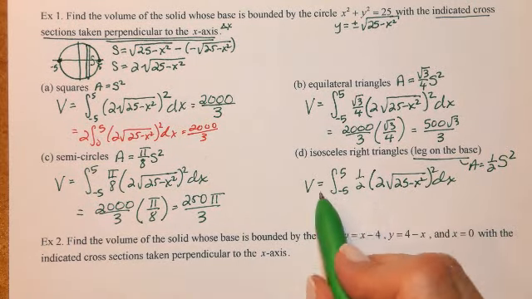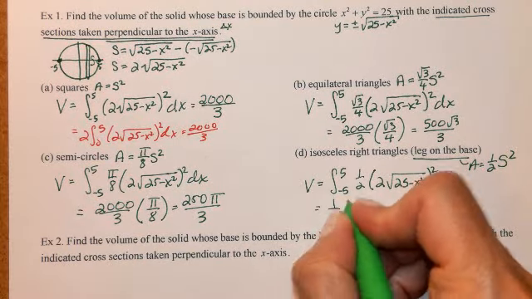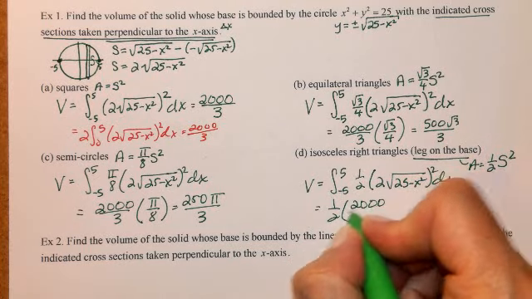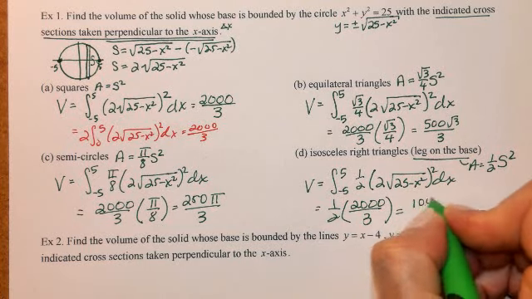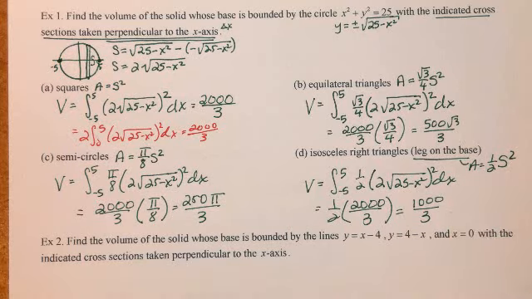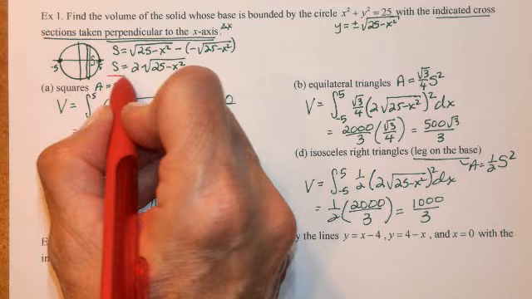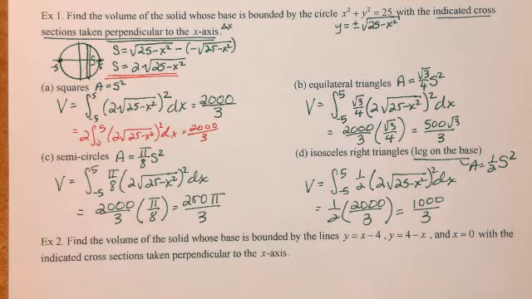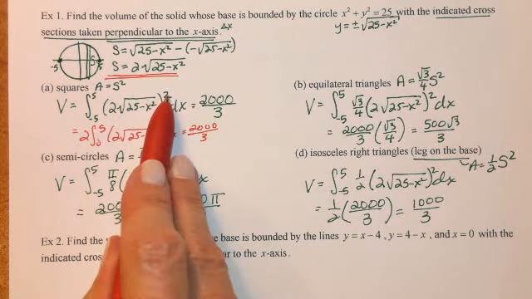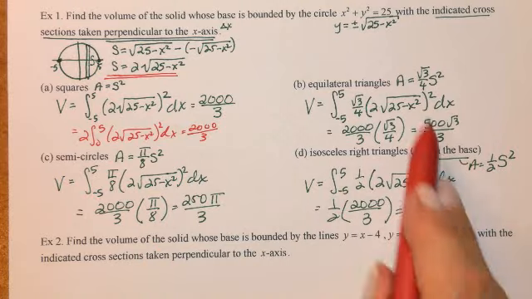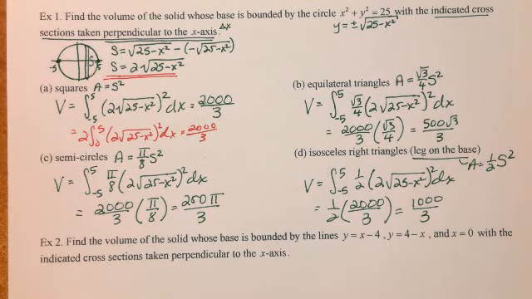The 1/2 can come out, and so we're going to have half of what we got at the very beginning. So this would be 1,000 over 3. Okay, one more thing. Since you named s as the 2 square root of 25 minus x squared, we could have written s squared here, instead of rewriting the 2 square root of 25 minus x squared each time. Okay?